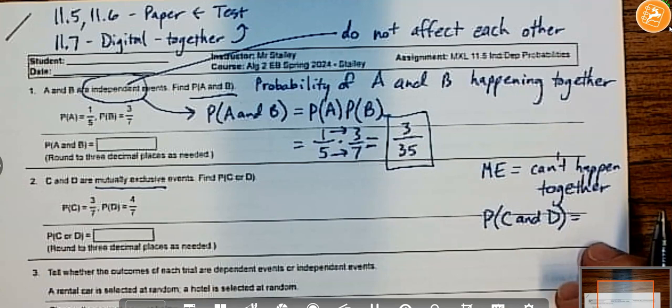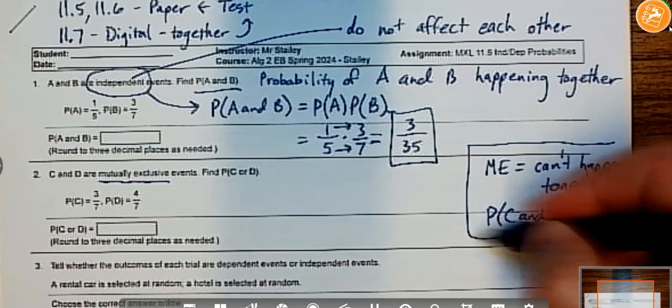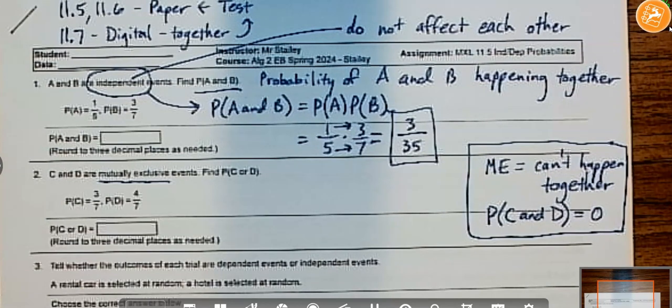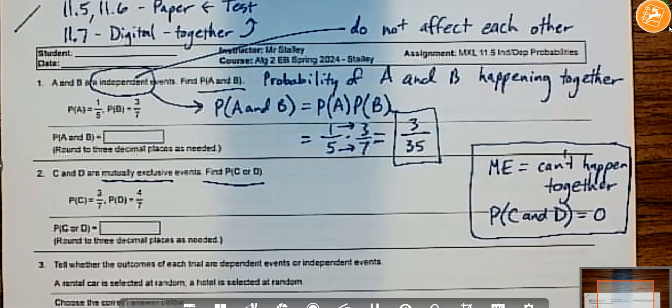All right, now, what is the probability that two events can happen at the same time if it's impossible? It is 0. So when we say that two events are mutually exclusive, we are implying that they can't happen together, therefore their probability of happening at the same time is 0. But that's not what this question is asking me about. It's asking me about when one or the other will happen.